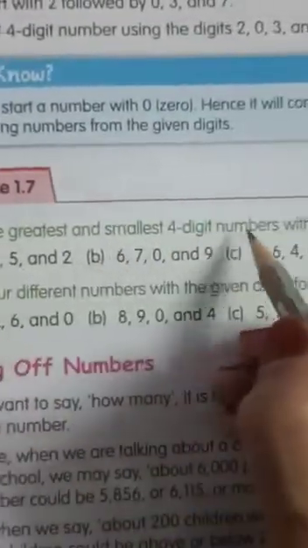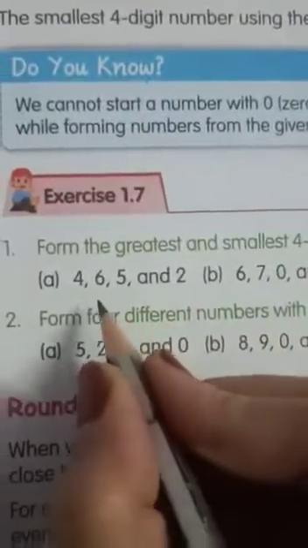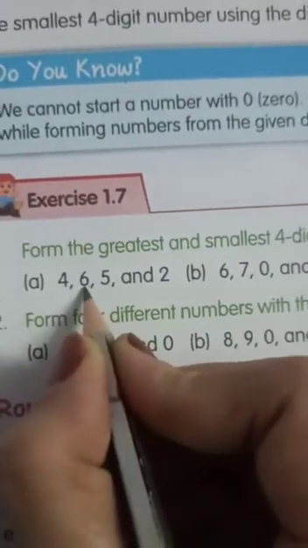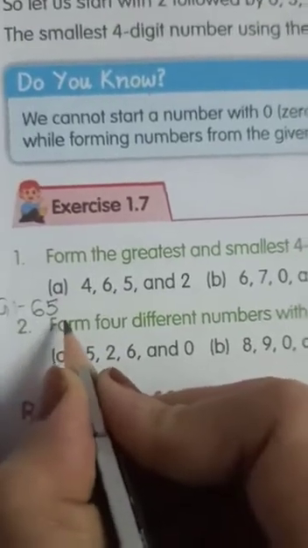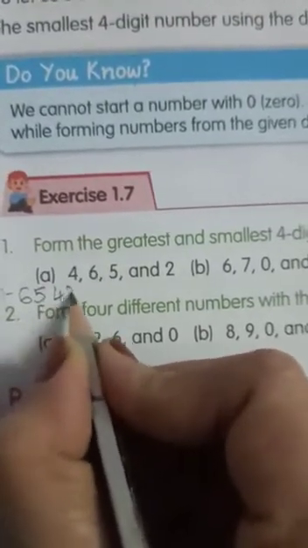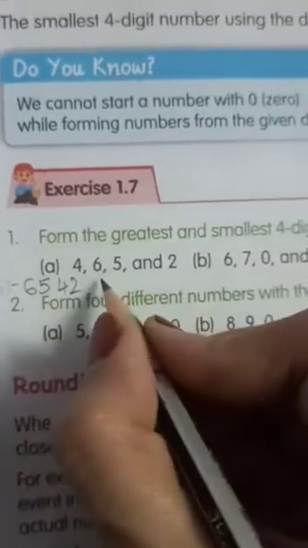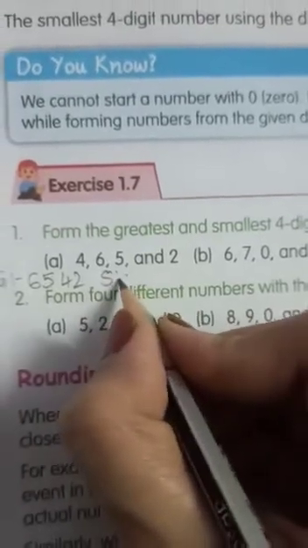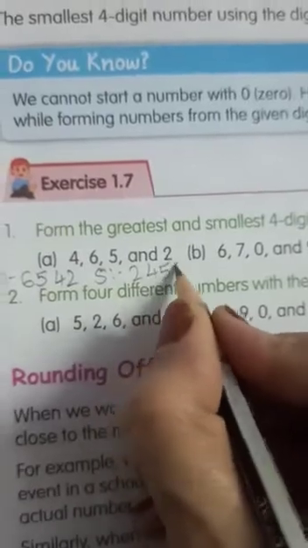Okay. So let's start exercise 1.7 here. Form the greatest and smallest 4-digit numbers with the given digits. So we have digits 4, 6, 5 and 2. Let's form the greatest number first. The biggest digit here is 6 and then 5. In decreasing order we have to arrange. Then 4, then 2. So the greatest number is 6542 and the smallest number here is, we have to arrange them in increasing order, 2456.